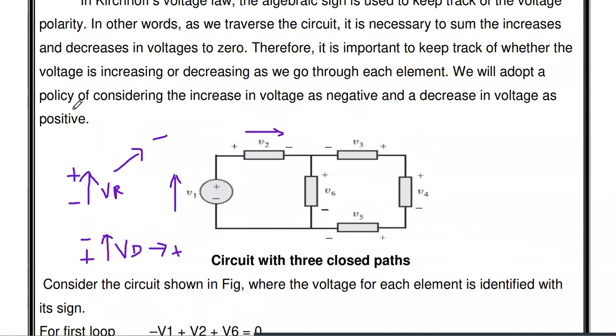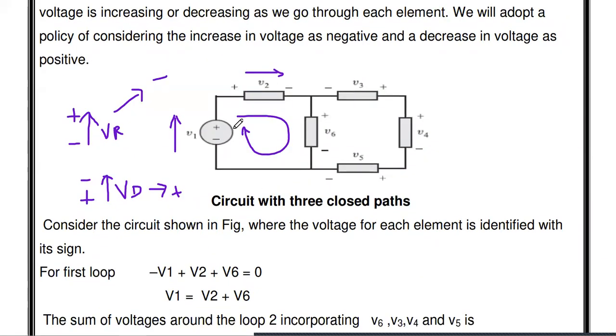So according to KVL, for any closed path, this is one closed path, the algebraic sum of all voltages, if it is a voltage rise, we have to put a minus sign. If it is a voltage drop, we have to put a plus sign. So the algebraic sum of all voltages in a closed path is 0. That is said to be the KVL. Now we are going to apply the KVL for this first closed path.